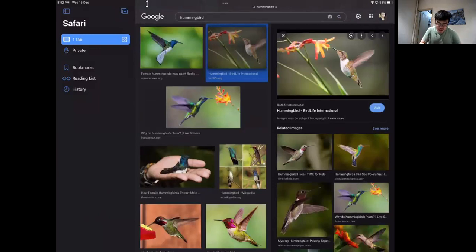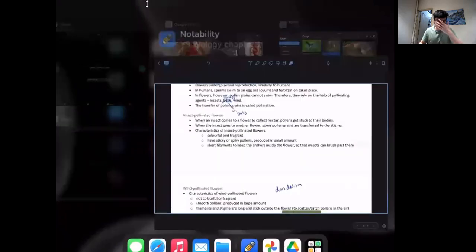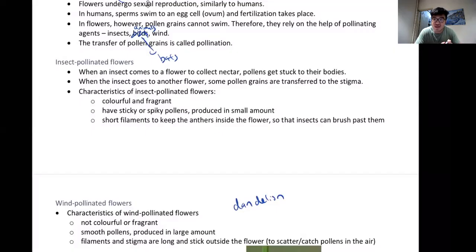Okay, so they are pollinating agents. You have many pollinating agents. You have bees, you have butterflies, you have hummingbirds, you have bats as well.